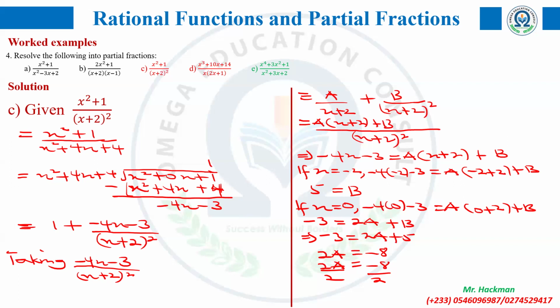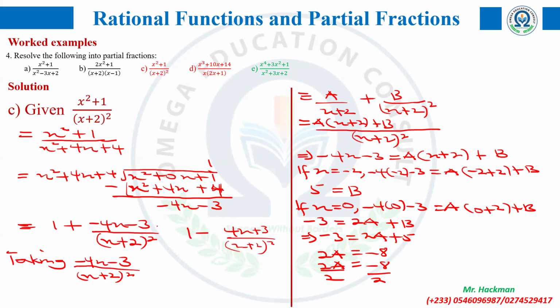You can change the plus here to minus, but you have to be very careful. If you change the plus here to minus, then everything here should be positive. So what you have is the same as 1 minus, in that case, 4x plus 3 all over x plus 2 all squared.